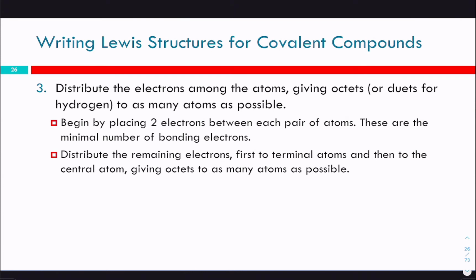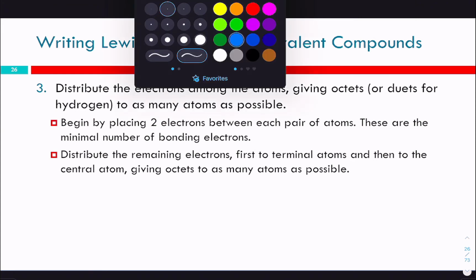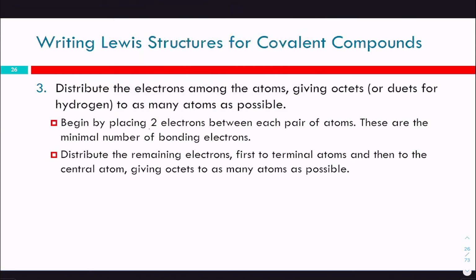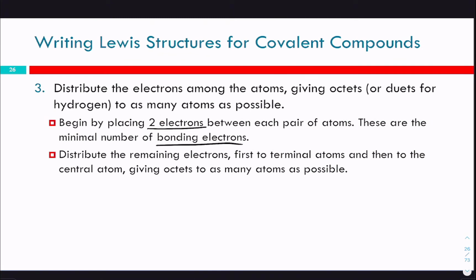After that, you distribute the electrons among the atoms, giving octets to as many atoms as possible. You begin by placing 2 electrons between each pair of atoms as the bonds. Those are the minimal number of bonding electrons. And then you distribute the remaining electrons first to terminal atoms, and then to the central atom, again giving octets to as many atoms as possible. This is key for making these easier to solve. It'll be a lot easier if you do the terminal atoms first.